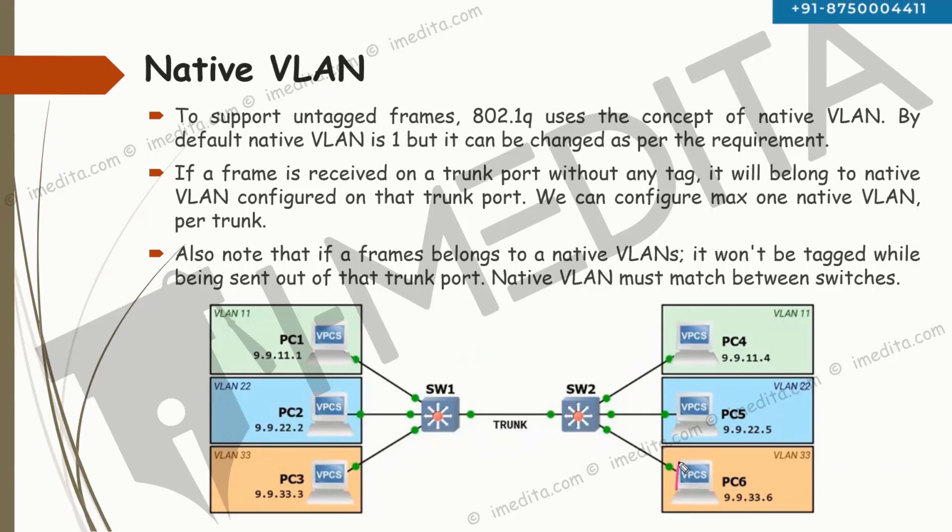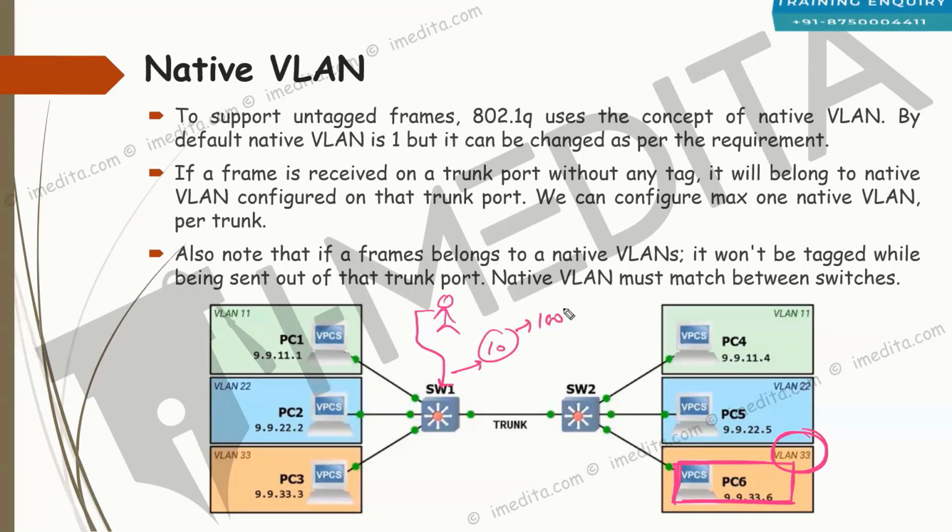Let's say there is a server here. This server belongs to VLAN 33, and I want to attack this server. As an attacker, I'm going to connect myself onto your switch, port number 10. This port belongs to VLAN 100. I do not care, it doesn't matter to which VLAN this port is connected.